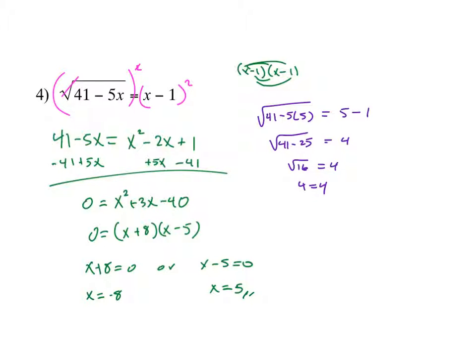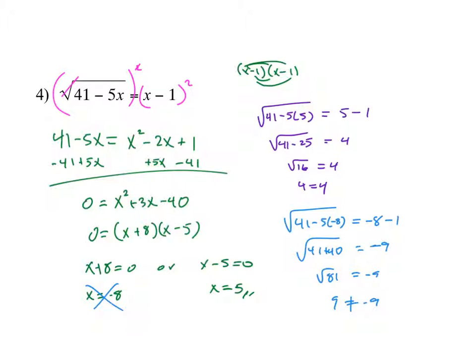Let's check with negative 8. So the square root of 41 minus 5 times negative 8 equals negative 8 minus 1. So the square root of 41 plus 40 equals negative 9. So the square root of 81 equals negative 9. So 9 equals negative 9. That's not true. So we know that this is not a solution. It's what is called an extraneous solution. Because even though that is part of the solution once I solve this equation right here, it's not a solution of my original equation.